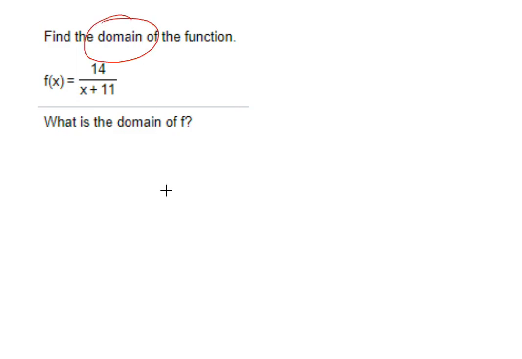Find the domain of this function. We're not being asked for the range, just for the domain. And as I mentioned before, the domain is all the numbers that x is allowed to equal. So we want to know everything that could be plugged in for x here.